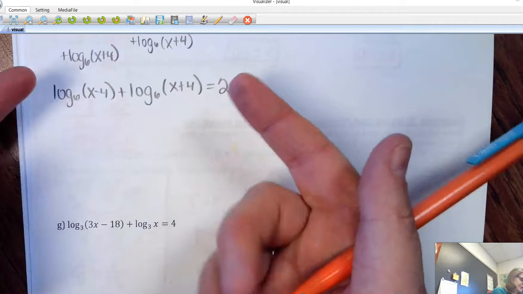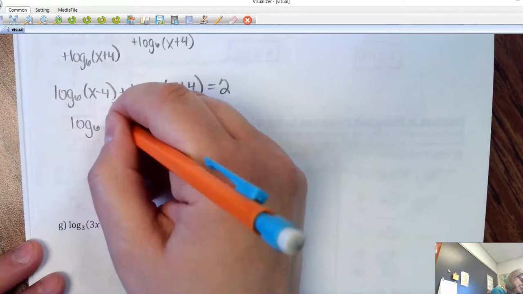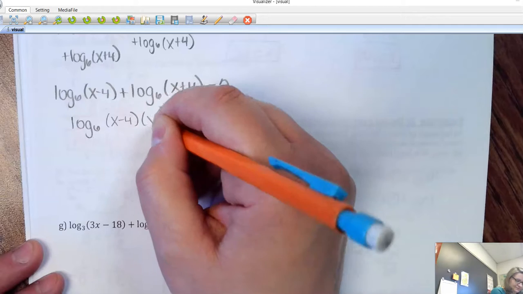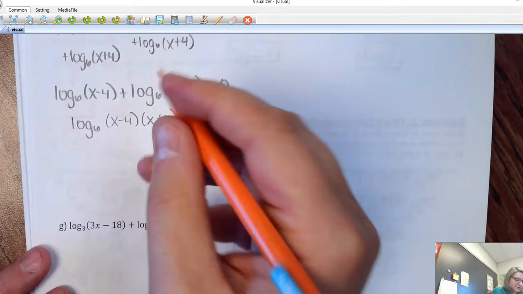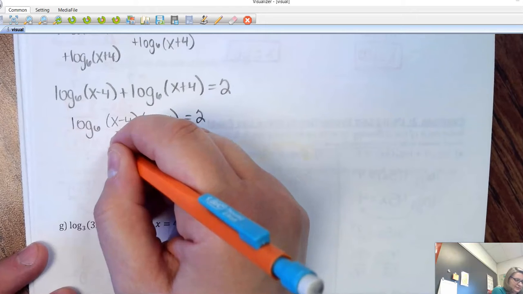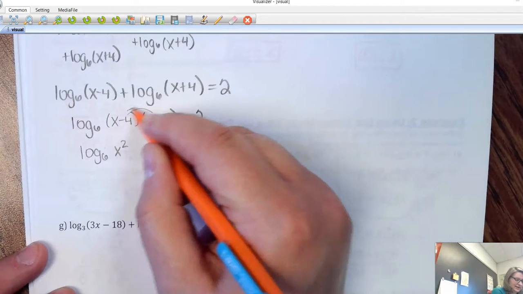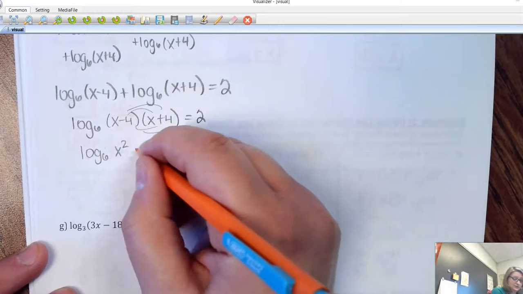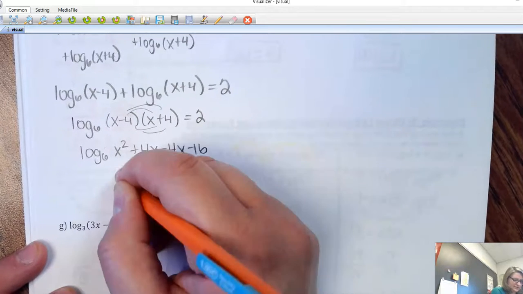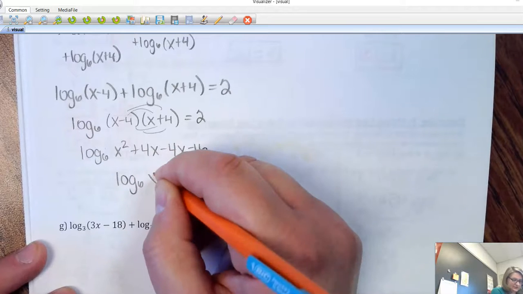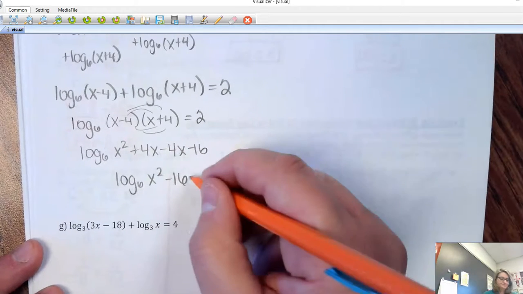Adding turns into multiplication, so just put that single log out in front. You're going to do x minus 4 times x plus 4. Now, this is just a little FOIL situation. This is a difference of squares. I'm going to get the log base 6. I've got FOIL or box, whichever you like better. You got x squared plus 4x. Then you'll get a minus 4x and minus 16. So log base 6 of x squared, this is actually a difference of squares here, minus 16 equals 2.